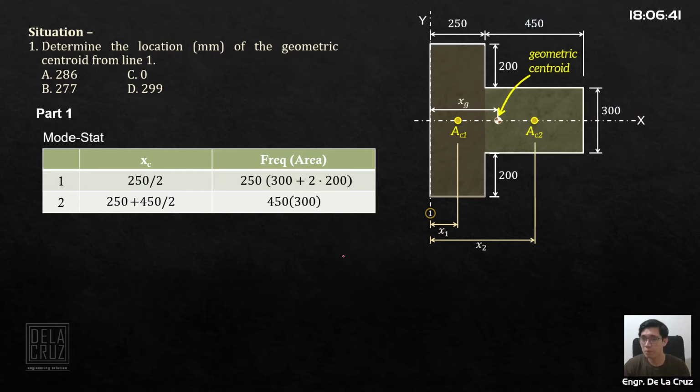In this way, it is easier to get the location of the geometric centroid from the y-axis by using the calculator. The x sub g is actually equal to the x bar, that's the arithmetic mean. That will give you 277.4 mm. That's the answer.